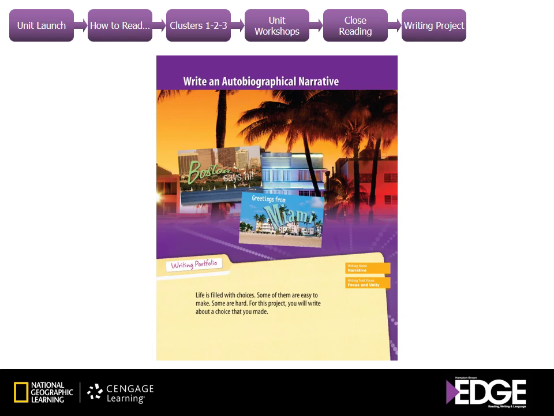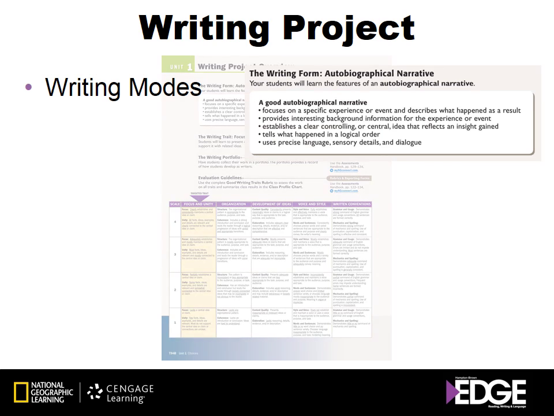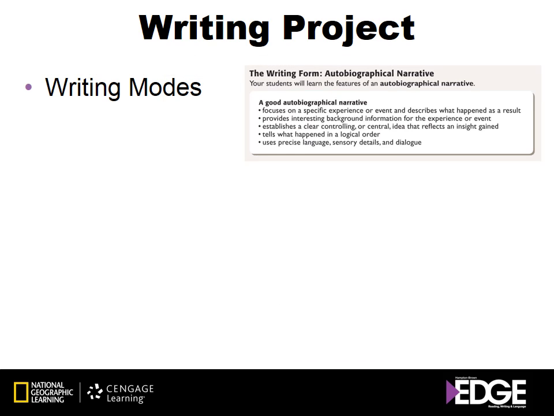At the end of each unit, you'll also find a writing project. Just because this project is placed at the end of the unit, it doesn't mean you'll be waiting till the end of the unit to start. When you use the online lesson planner, the writing project will begin after you complete the first cluster of instruction. Take a look at the writing project overview page. Each project will focus on one writing mode, such as a personal narrative, short story, or a reflective essay.